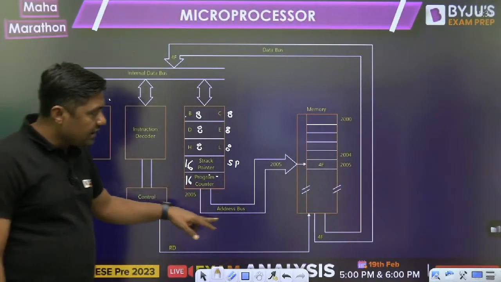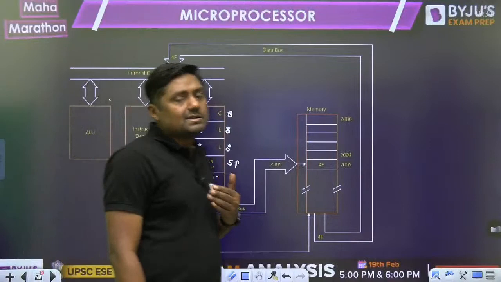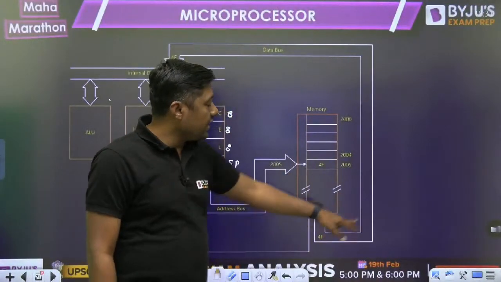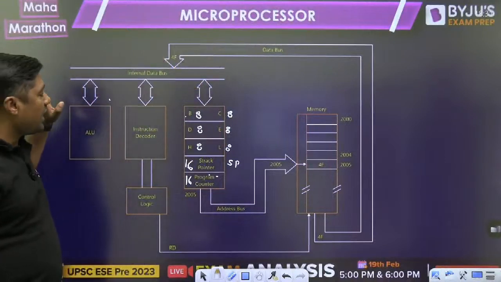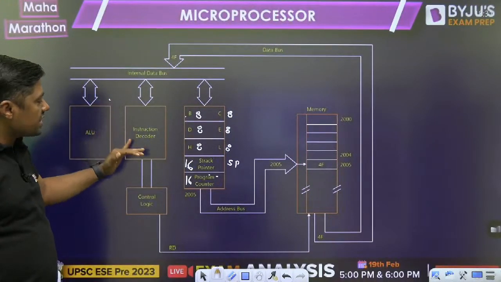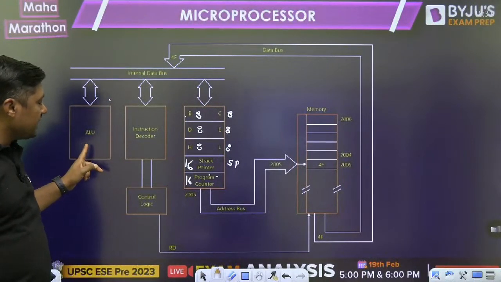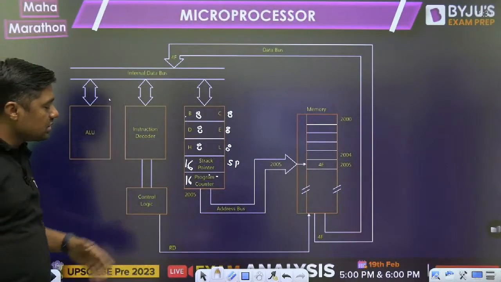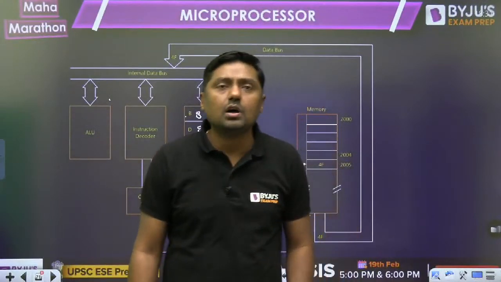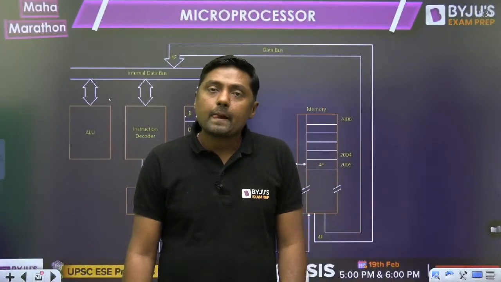Now, we are having the address lines. Always remember, address lines are unidirectional, from microprocessor to peripheral. And here we are having the data lines, and data lines are bidirectional. Inside the microprocessor, there will be one instruction decoder, one arithmetic logic unit and the control logic. The control logic will develop the control signals, read signal, write signal according to the instruction, right?